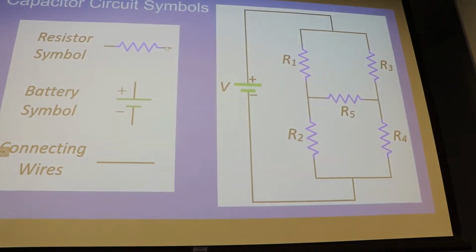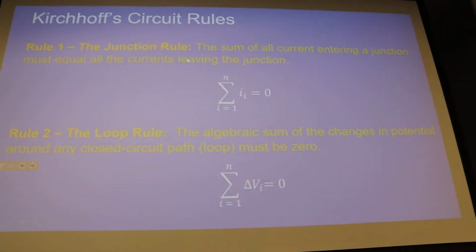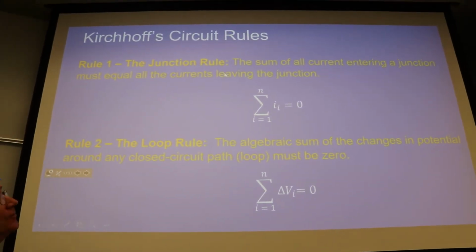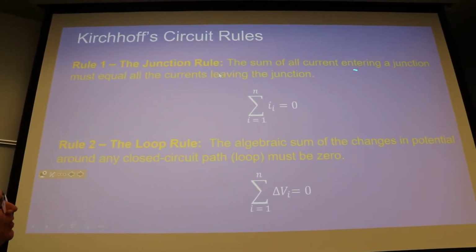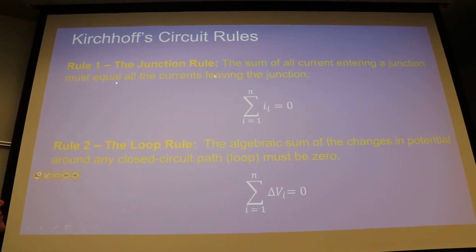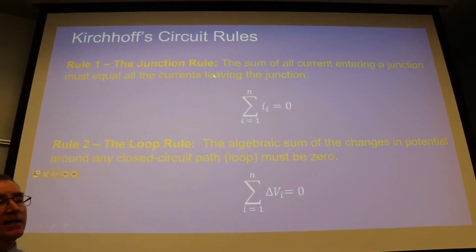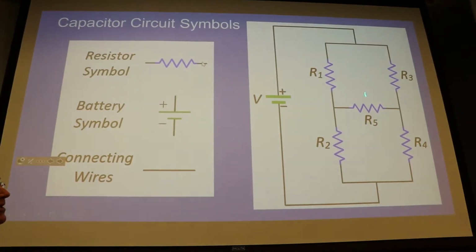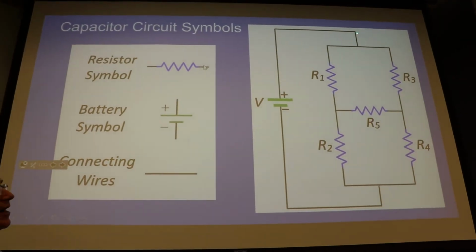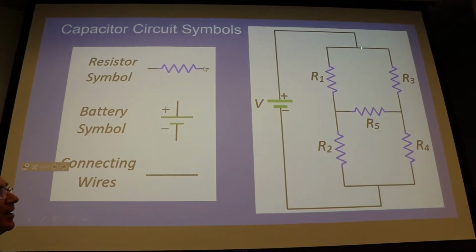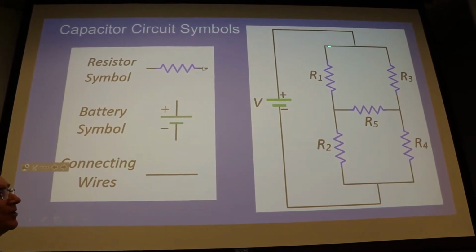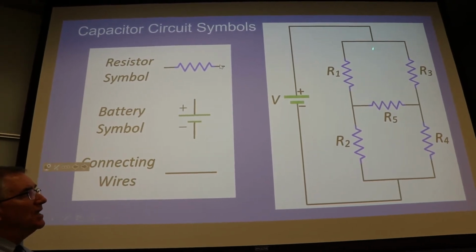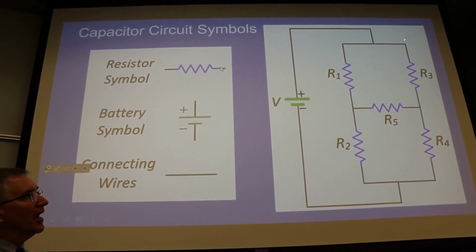Now, Kirchhoff's rules, there's two of them. The first one is called the Junction Rule. It says that all the current flowing into a junction must equal all the current that's exiting that junction. So if I go back to this picture again, when this current comes up, it'll split. Part of it will go this way, and part of it will go that way. So all this current going into the junction must equal the current coming out of it.